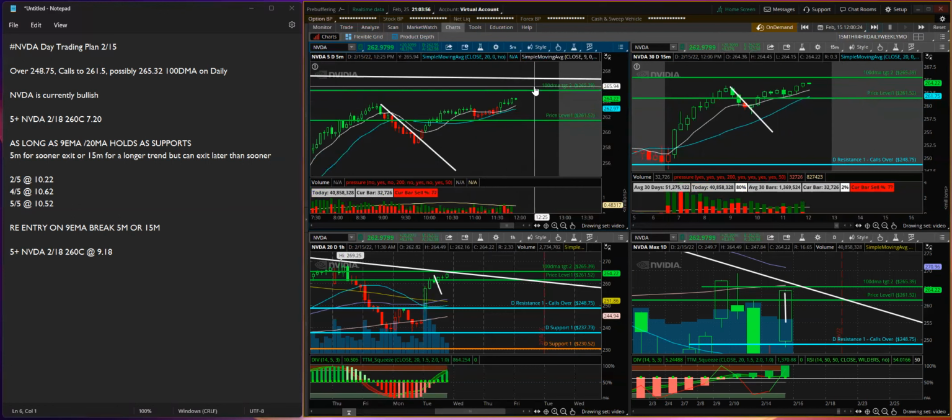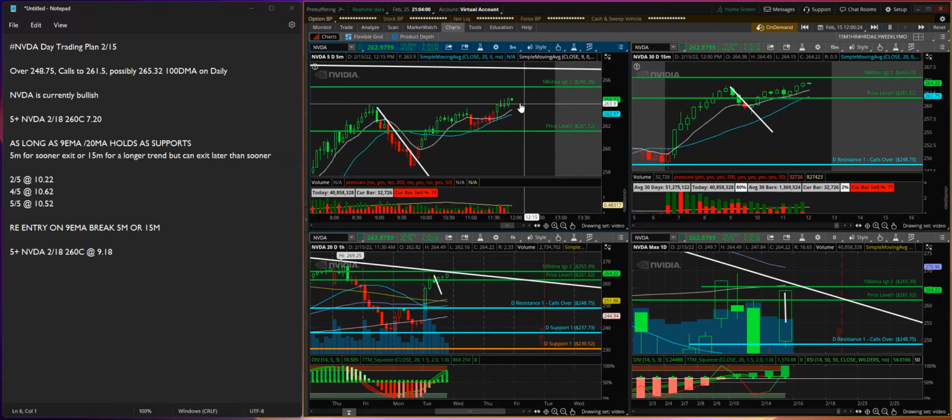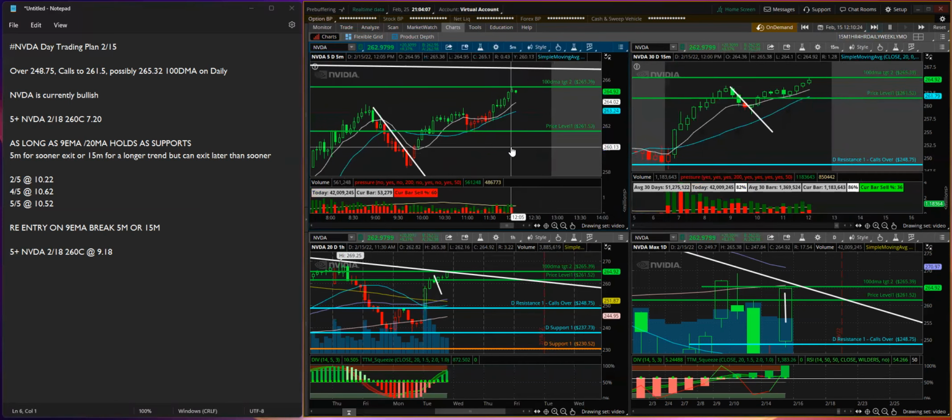We are slowly pushing higher once again. We're very close to my 265.40 target. Let's skip a little bit ahead and see. Oh, there we go. We just hit my 265.40 right on the dot right here.